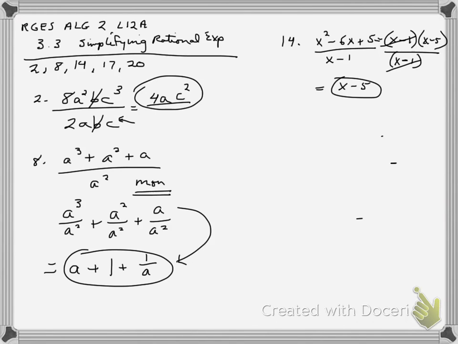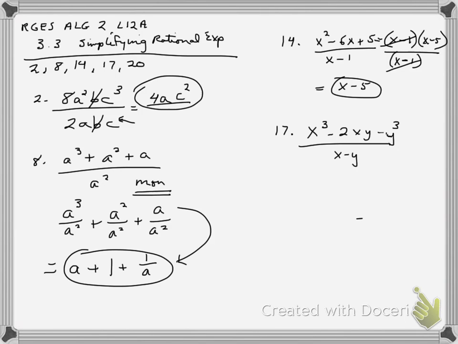So let's look at number 17. 17 says x cubed minus 2xy. Oops, I can't read it. Hang on. Okay, this one's over x minus y.